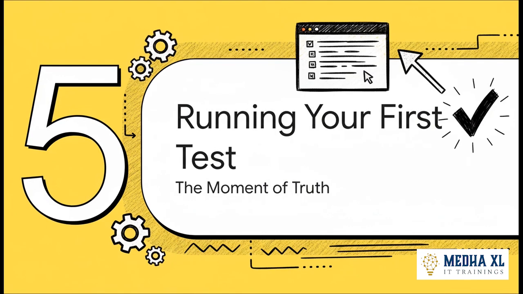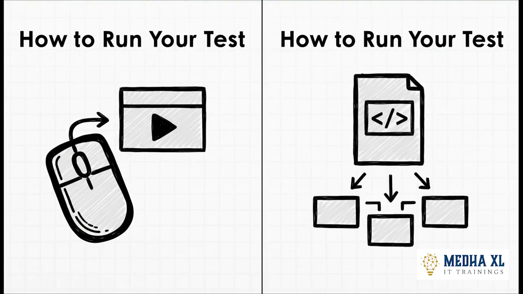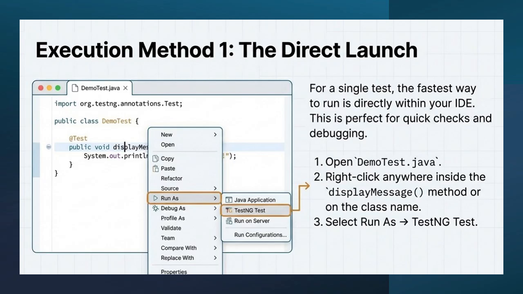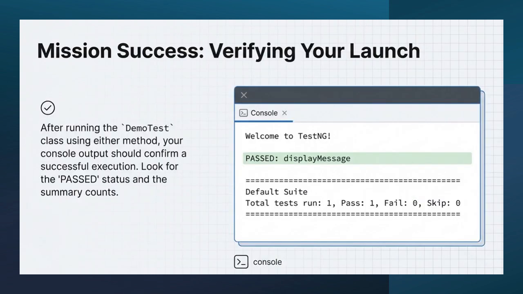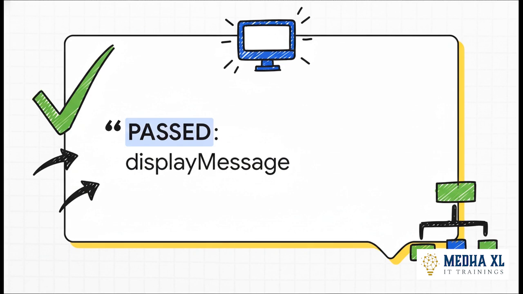Okay, here we go. This is the payoff, the moment of truth. Let's run the code we just wrote and see what happens. So you've got a couple of ways to do this, and they're both super easy. For a quick check, you can literally just right-click inside your test file and choose Run as TestNG Test. If you need more control, especially when you have a whole bunch of tests, you can use a special TestNG.xml file to organize your test suite. But for now, we'll just do the simple right-click. And boom, there it is. That gorgeous green pass message. This little line is your confirmation that TestNG found your test, ran it, and everything finished without a single error. That's a huge milestone. In just a few minutes, you've successfully run your first automated test.